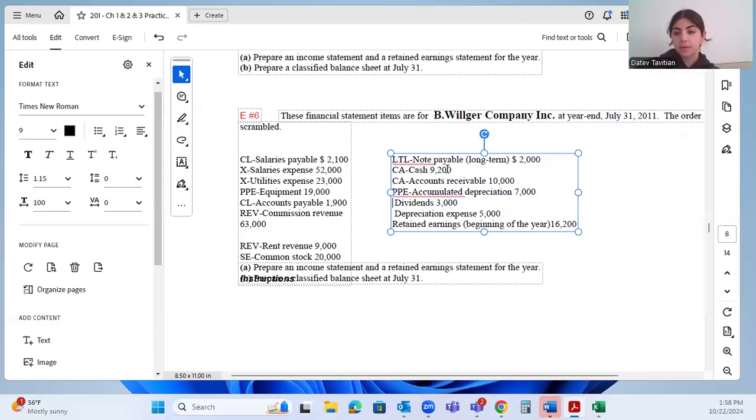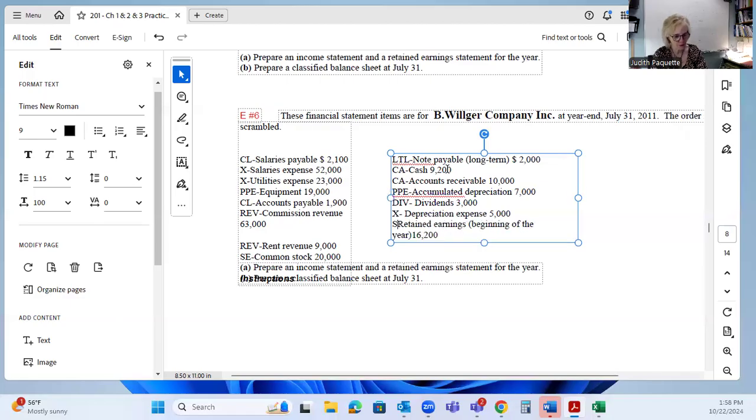Dividends is a dividend, depreciation expense. PPE. Nope. Oh, depreciation expense, it's an expense. Yeah, I think I just put depreciation expense together. I know, and they're different. They're totally different. Okay. Retained earnings is going to go on the balance sheet under stockholders' equity.